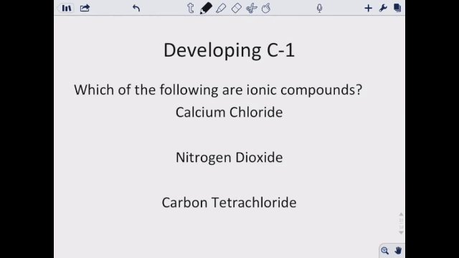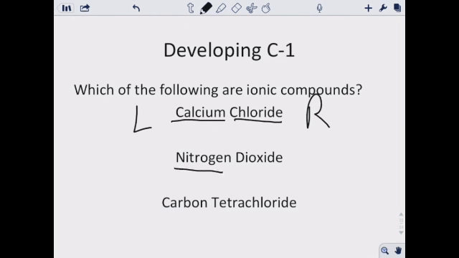So let's look at an example. Which of the following are ionic compounds? When we look at this, we look on the periodic table and ask, is it a metal and is it a non-metal? Calcium is on the left side of the periodic table. Chlorine is on the right side of the periodic table. So therefore we have an ionic bond.